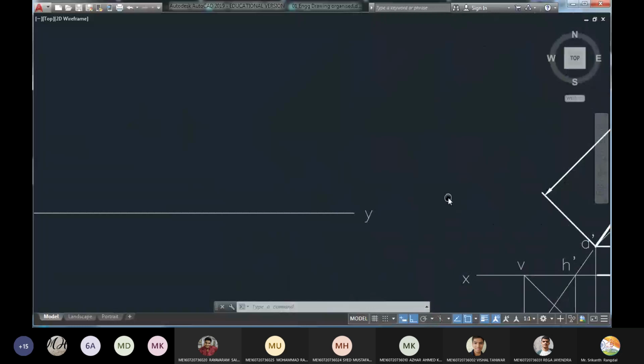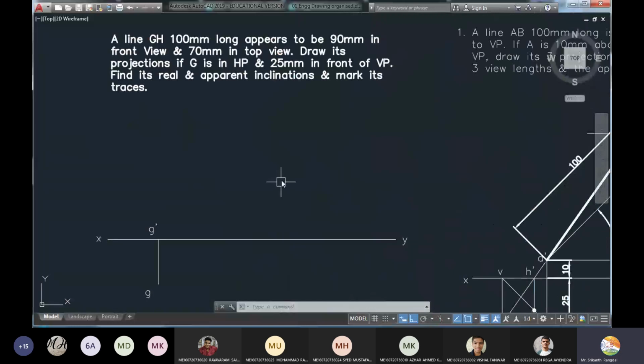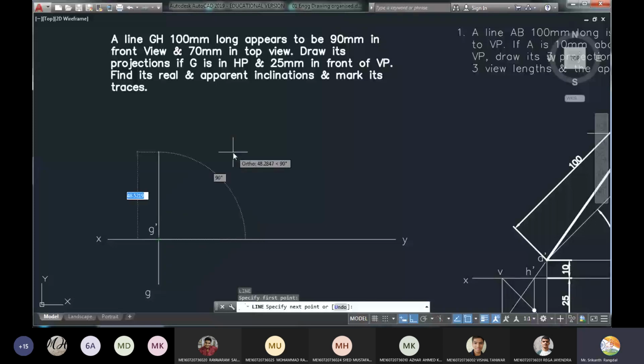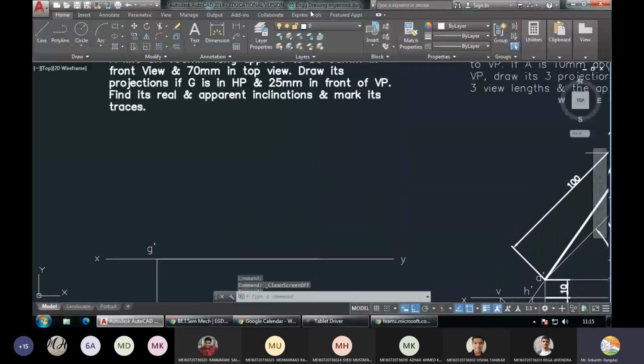Next, actual length is 100 mm, but we don't know both the inclinations, so we cannot draw the actual length or true length. So we should draw these two lengths. So front view length and the top view length we have to draw. Front view length we have to draw from G dash. So from G dash, take a horizontal line. How much? 90 mm. Okay, so this length is 90 mm.